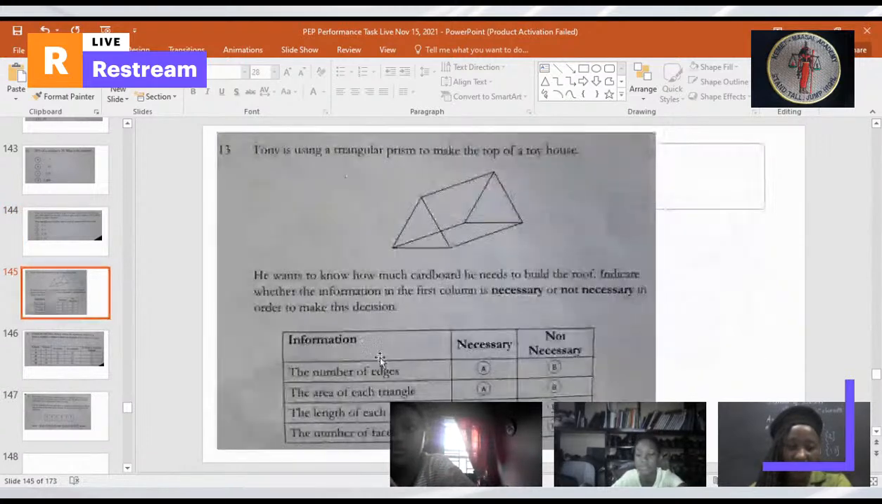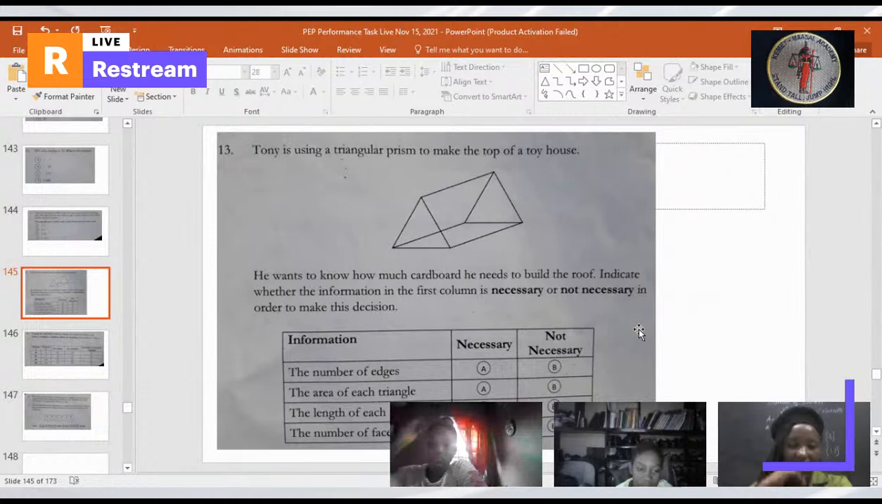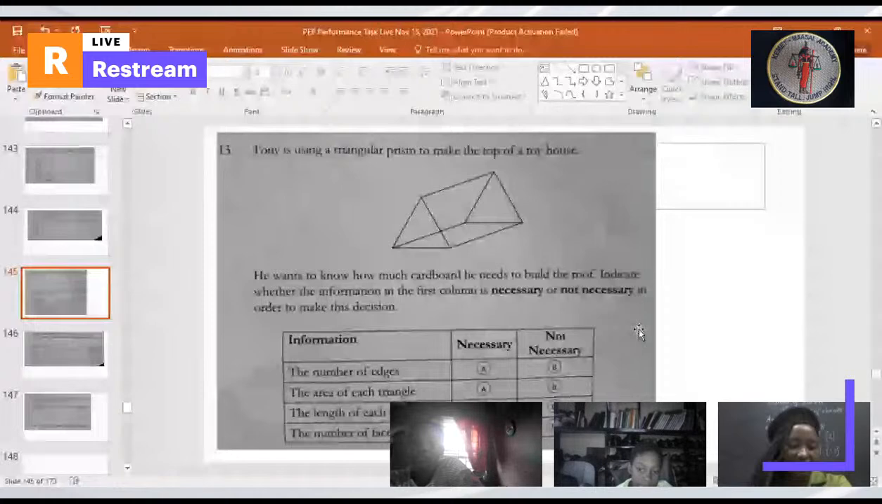All right, John, you take number 13 as well. Okay, Miss. Tony is using a rectangular prism to make the top of a toy house. He wants to know how much cardboard he needs to build the roof. Indicate whether information in the first column is necessary or not necessary in order to make his decision. The number of edges, the area of each triangle, the length of each rectangle, the number of faces.